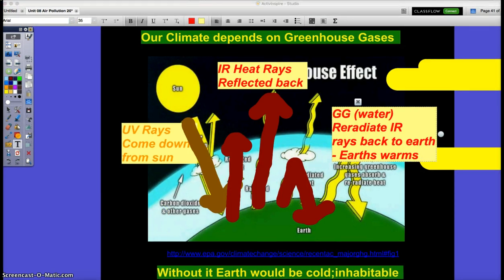UV rays come down from the sun and are reflected from Earth as infrared heat rays. Greenhouse gases in the troposphere will re-radiate infrared rays back to Earth, warming Earth.